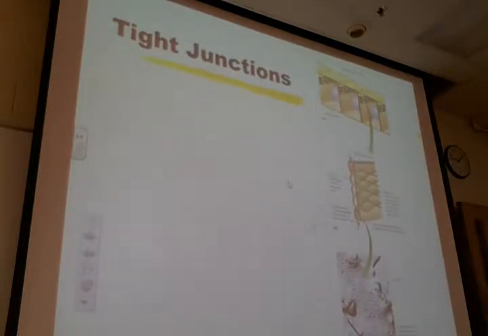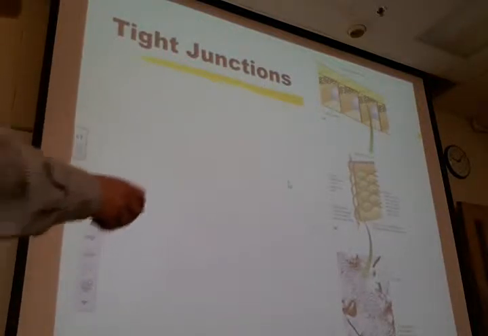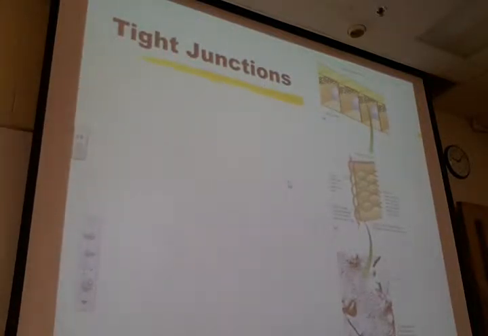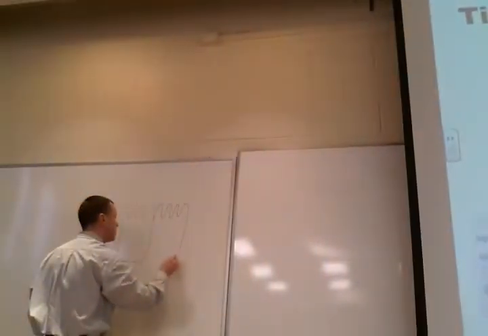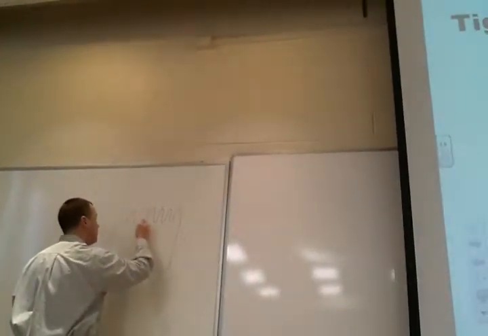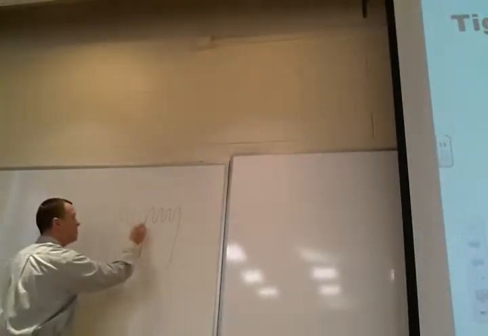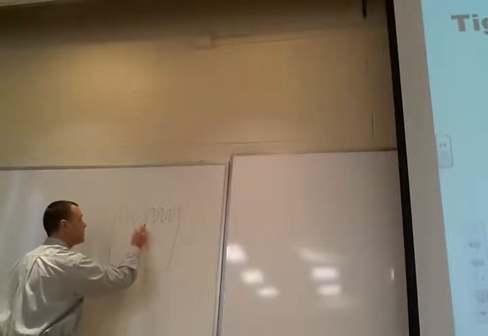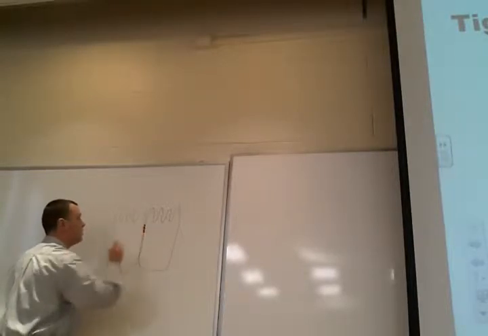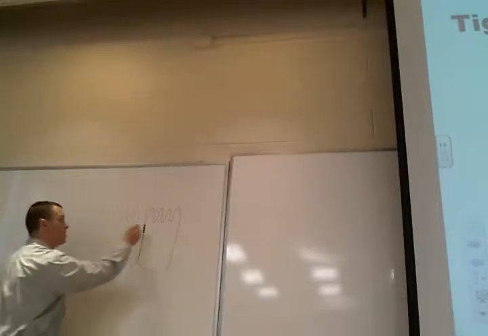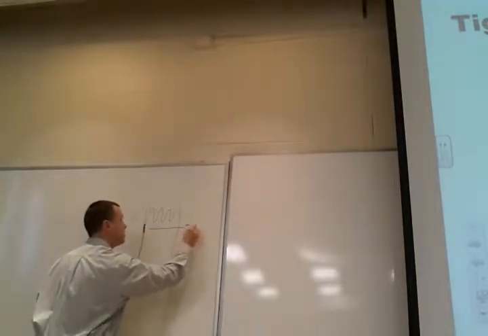Okay, we start towards the top of the cell, or at least the top on the side. We have tight junctions. And as their name suggests, these are going to very, very tightly connect cells in an epithelial sheath. So you typically find them towards the top here. So these would be the tight junctions.